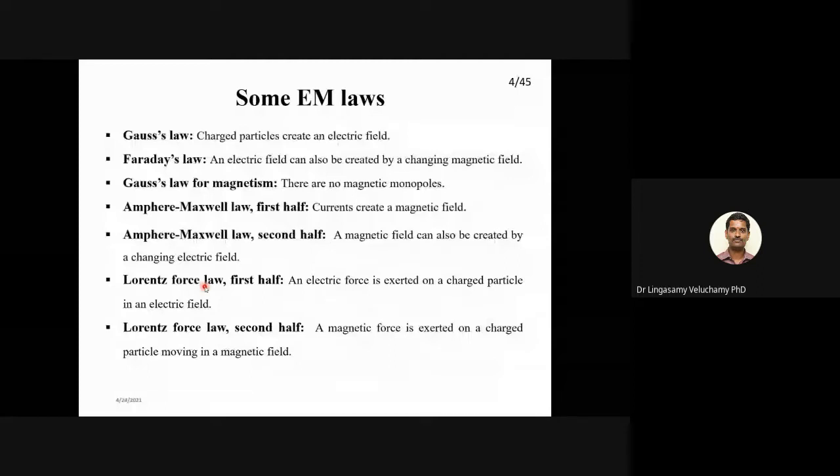Next is Ampere-Maxwell's law, first half and second half. The first half talks about current. When you have current flowing in a wire, conductor, or any material, you will feel a magnetic field. For example, if you want to observe this, there will be a high power transmission line going towards highways or agricultural land. At that time you feel a sound coming. That is actually the magnetic field.